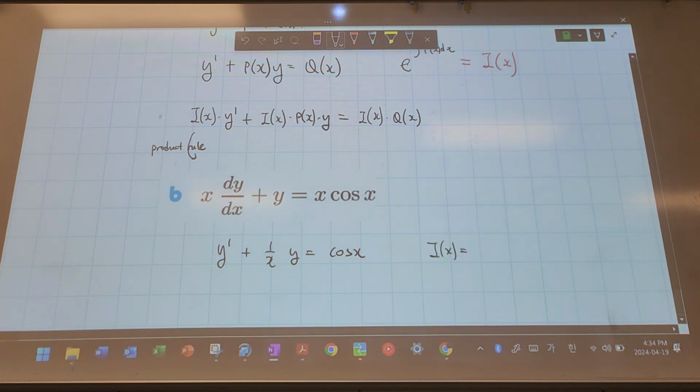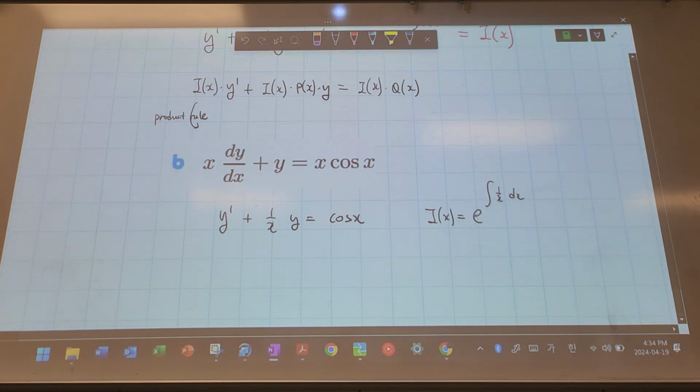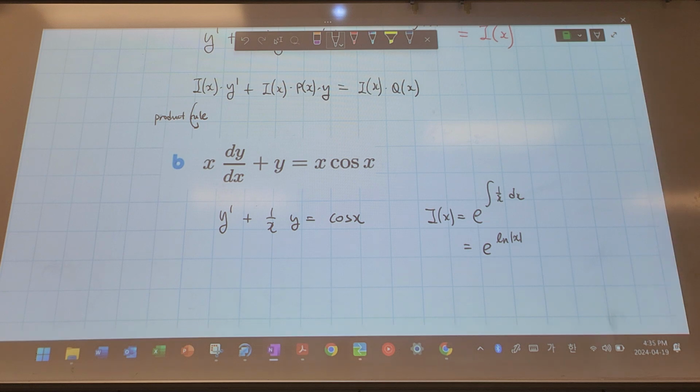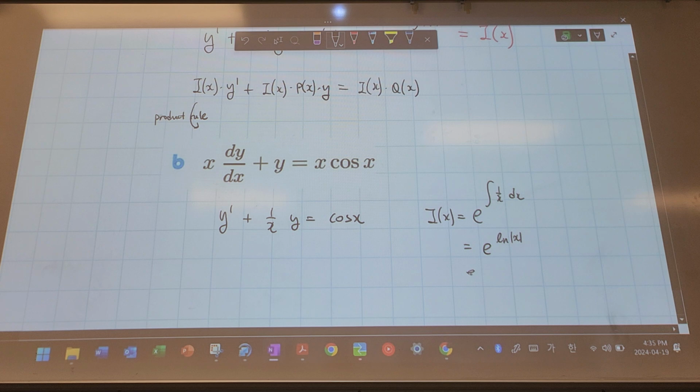What is my I of x? According to my formula booklet, it's going to be e to the power of the integral of 1 over x dx. Right? And at this point, when you integrate that, you don't have to do the plus c. It becomes e to the power of ln x, right? Why do we not need to do the plus C? We'll worry about the plus c later on anyways. I think that's the logic. Okay. So what is e to the power of ln x? Obviously, e to the power of ln x is just x. Silly mistake.